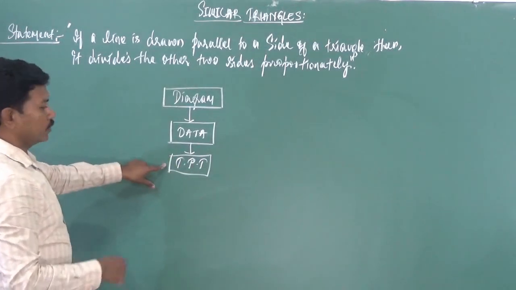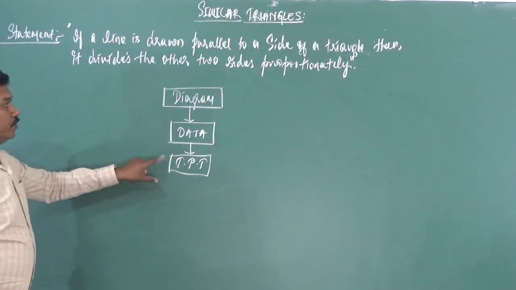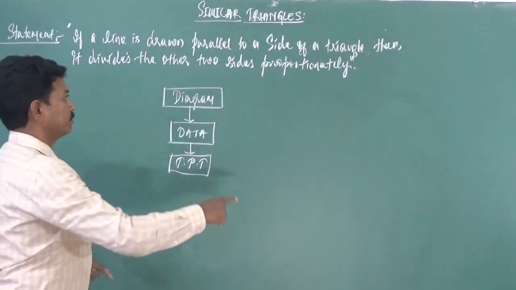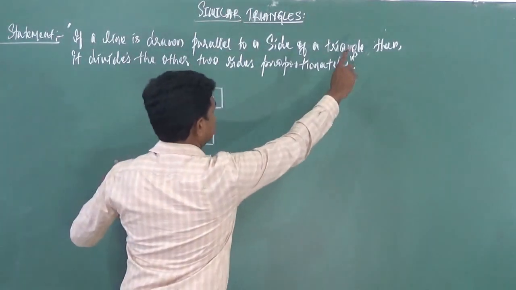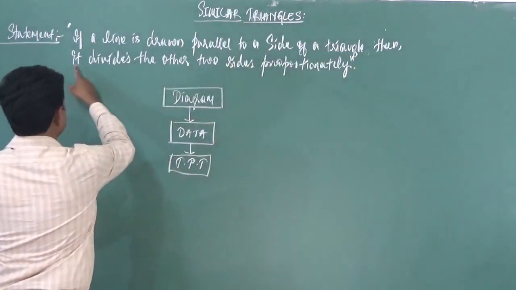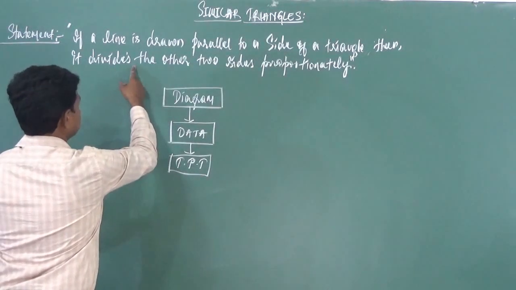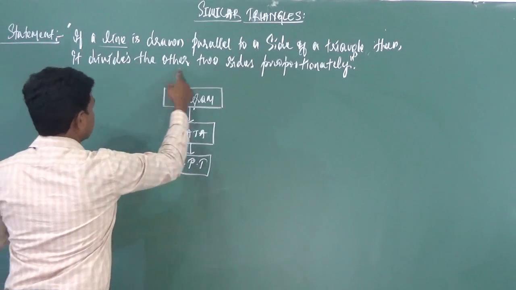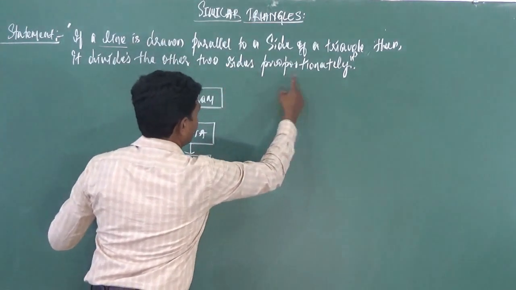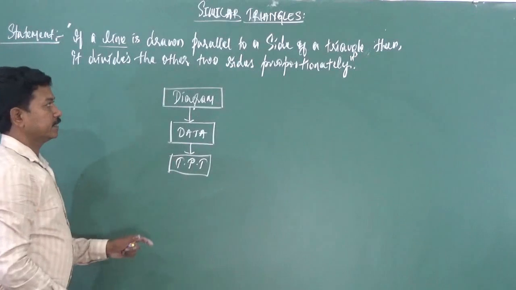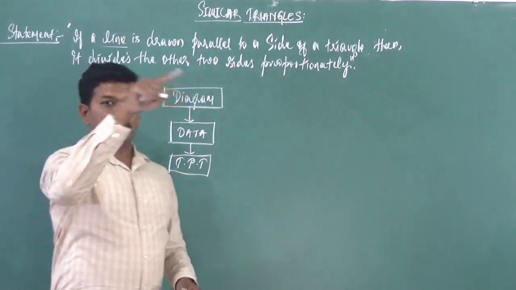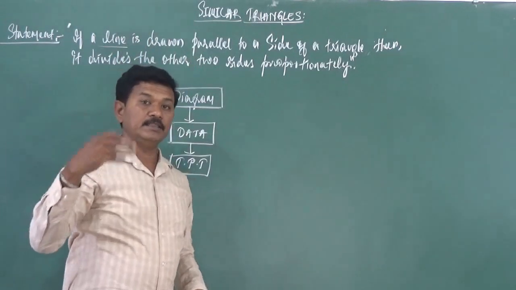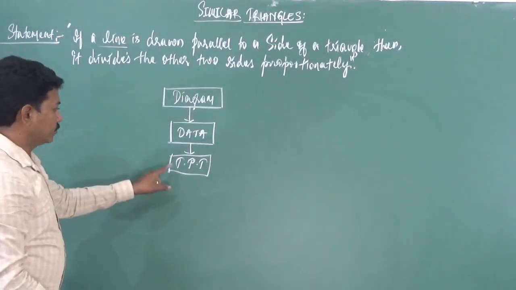In order to write what is to be proved in the theorem, you have to read the second part of the statement. The second part of the statement starts from "then it divides", it in the sense the line, it divides the other two sides of the triangle proportionately. So you have to write that the line drawn parallel to one side of the triangle divides the other two sides in the same ratio. That is to be written here.